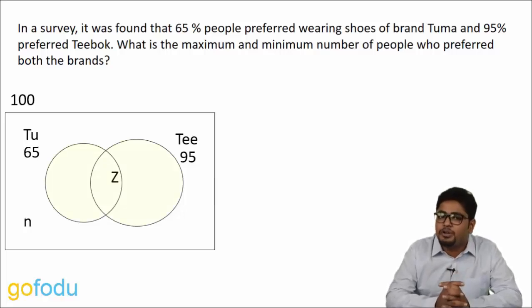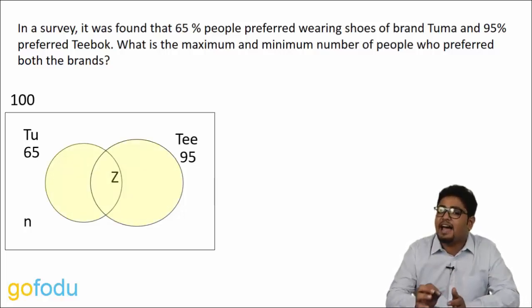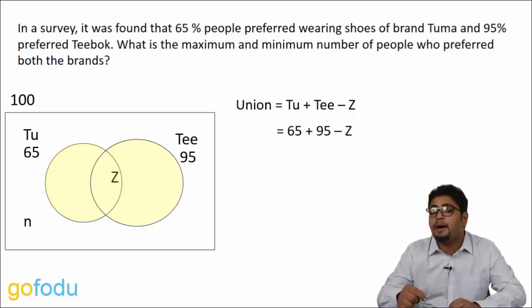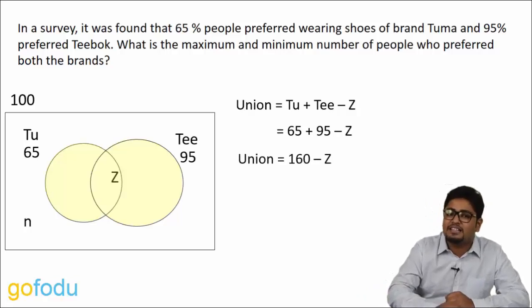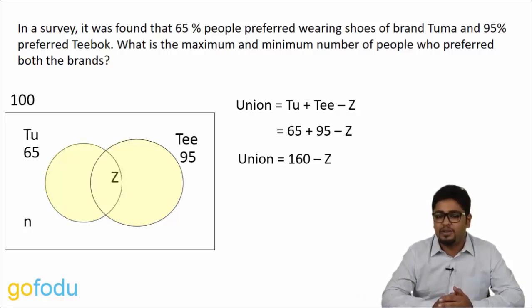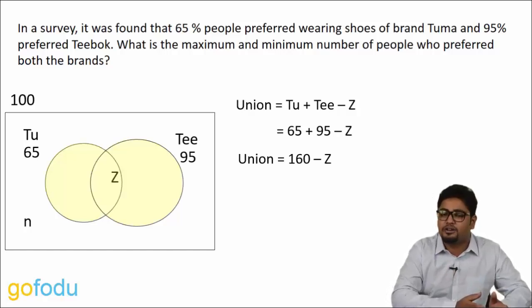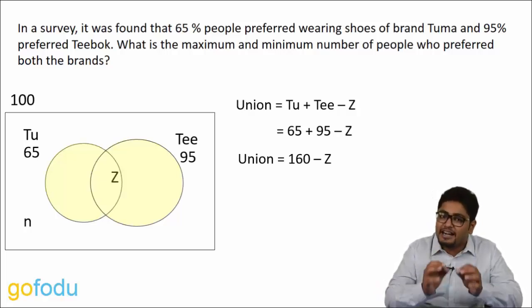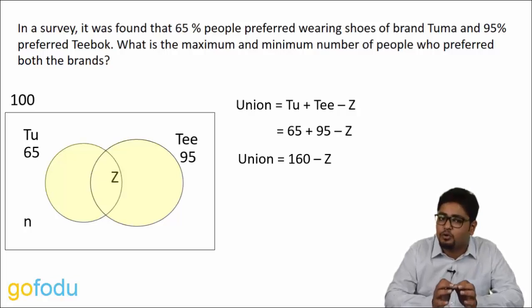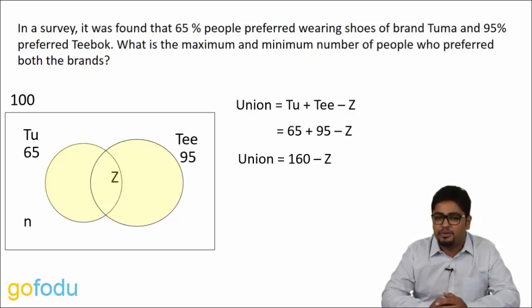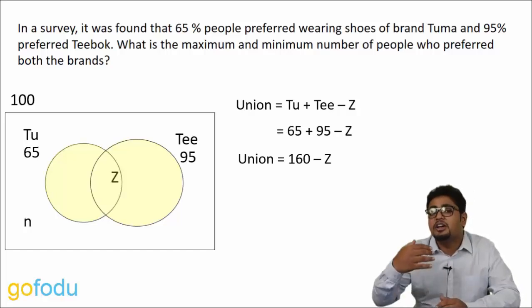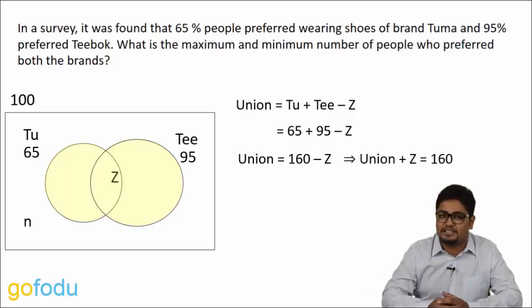Now, if we talk about the union of Puma and T-Bog, it has to be Puma plus T-Bog minus their intersection. So, 65 plus 95 minus Z, that is 160 minus Z, is the union. Here we can't tell the exact value of the union or Z or say N, as their values will depend on each other. That is the reason why these questions always ask for a range or maxima minima. Now we have union equal to 160 minus Z, or say union plus Z is equal to 160.